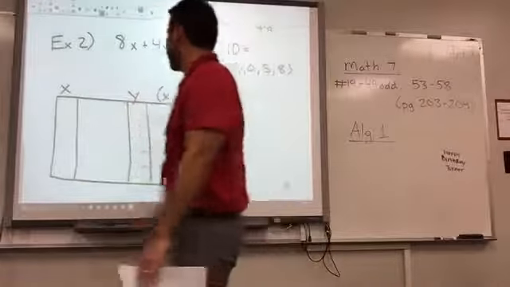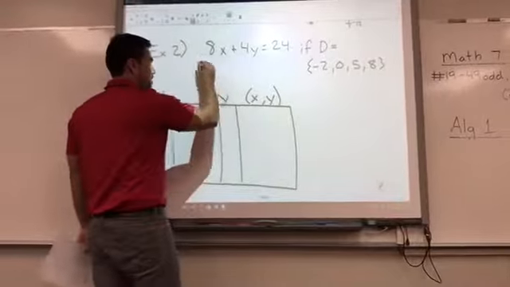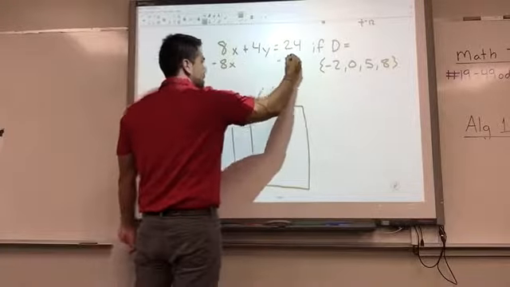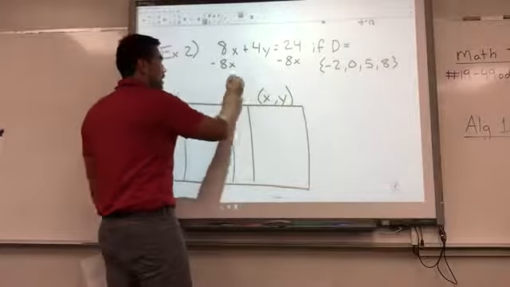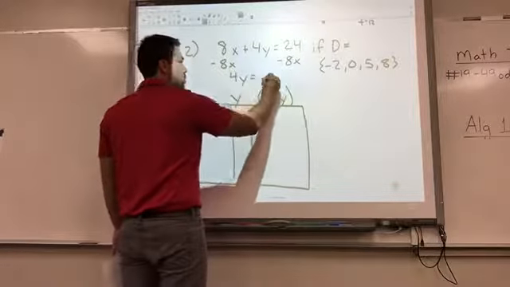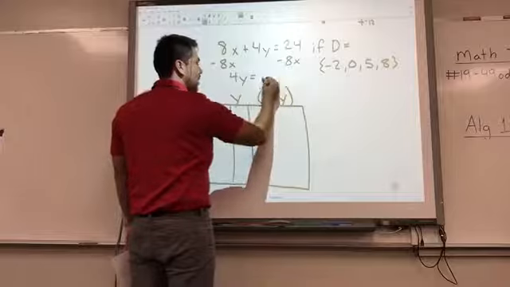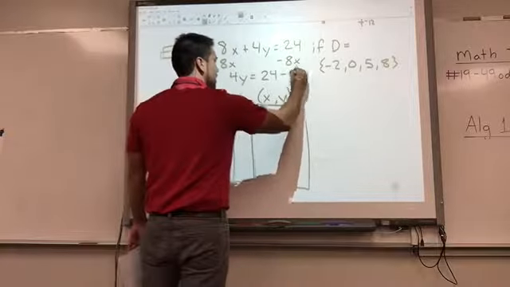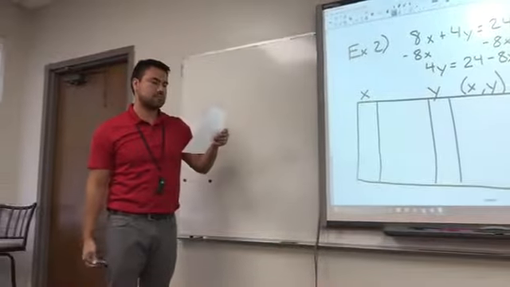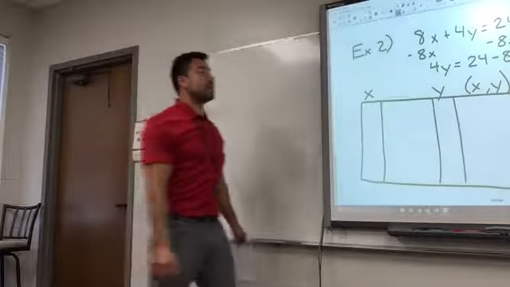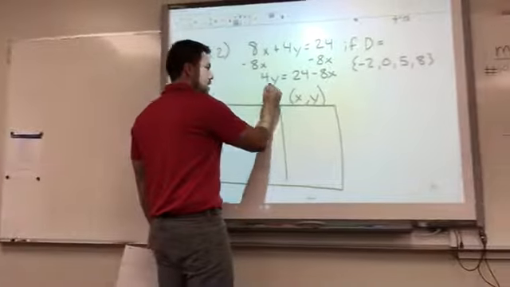How do you guys do that? Subtract 8x from both sides. Subtract 8x. Do you remember this? And then you're going to get 4y equals, and then you can put it in any order. I'll just put it like this. Okay? 4y equals 24 minus 8x. Then you have to divide both sides by?